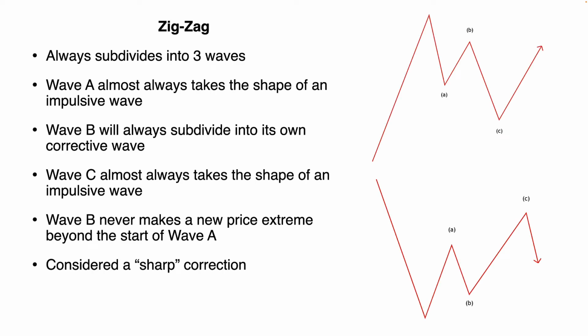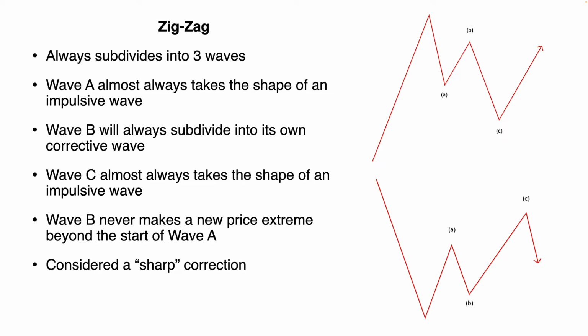Okay, so the zigzag always subdivides into three waves, and here you can see we have two idealized line diagrams, one of a zigzag taking place in a bull market, and the other a zigzag taking place in a bear market. So the three waves of a zigzag are labeled using letters A, B, and C. Okay, so wave A will almost always take the shape of an impulsive wave. So it tricks traders into thinking there's a massive bear market coming.